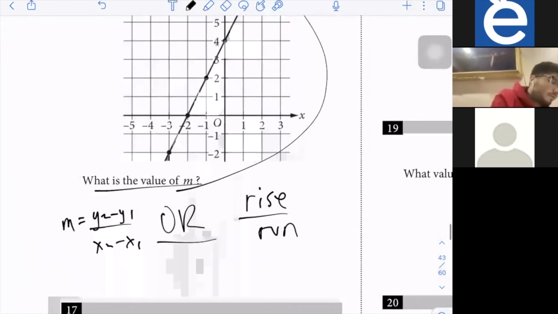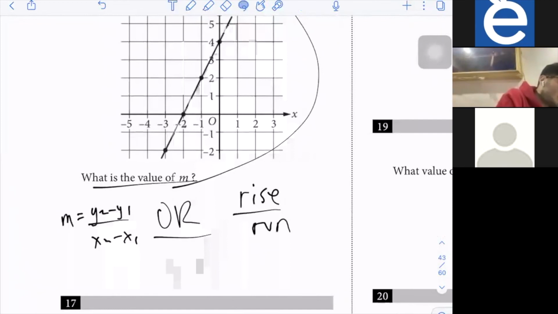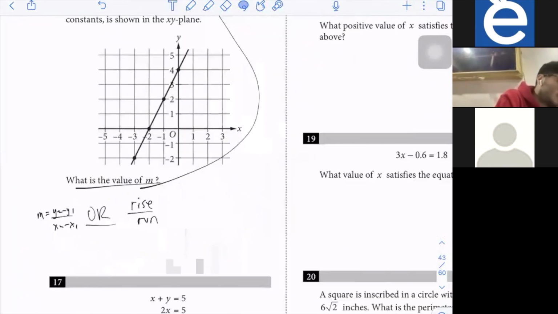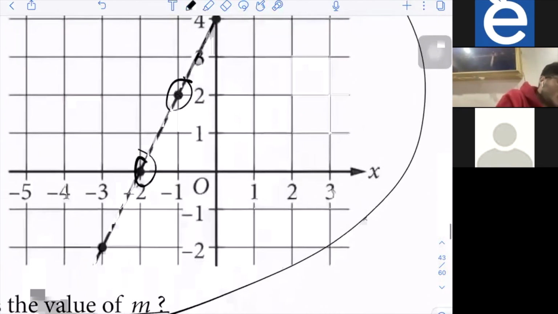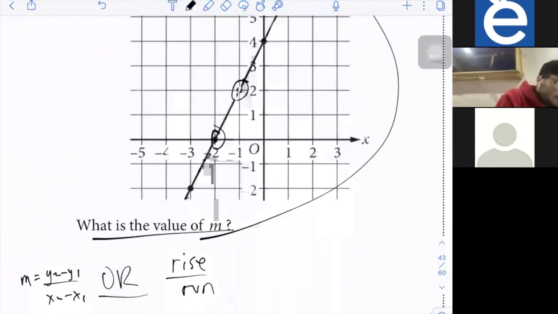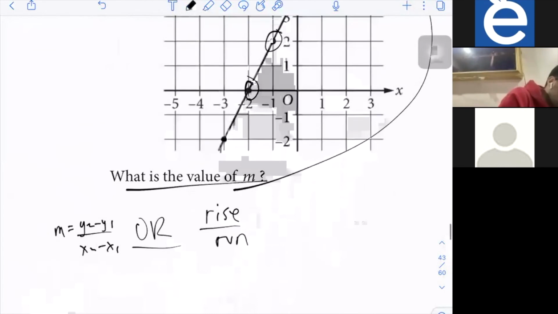So let's do the first way first, but I'll show you how to do both ways. The second way is a lot easier and faster. Let's say we pick 2 points. Let's pick this one and this one. Okay. So let's say we have 0, -2. No, wrong way.